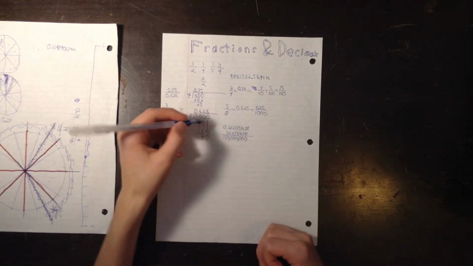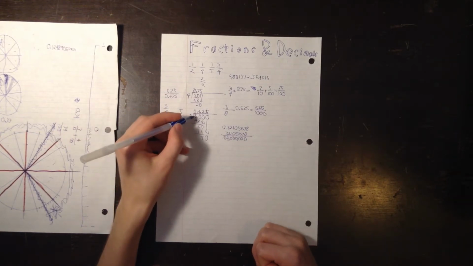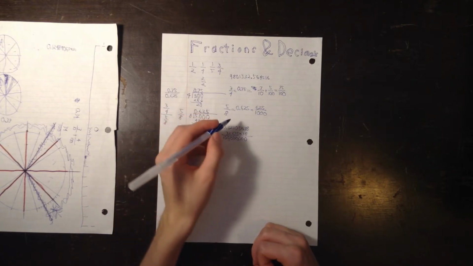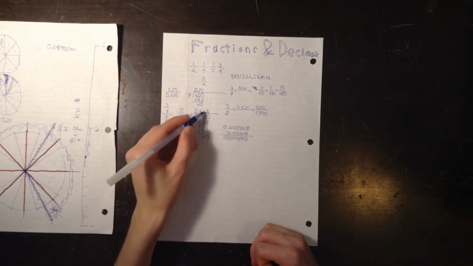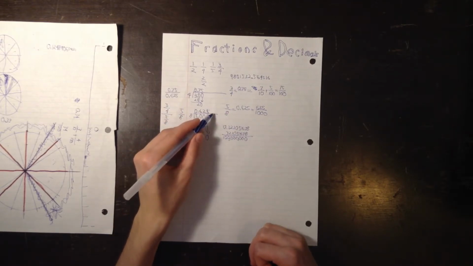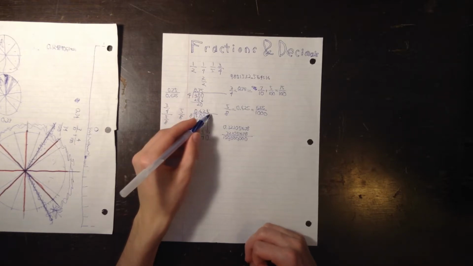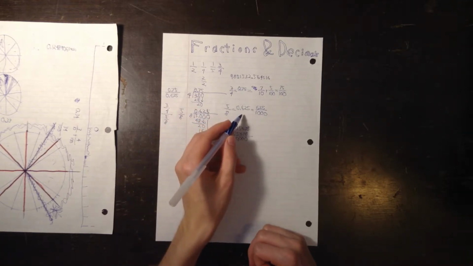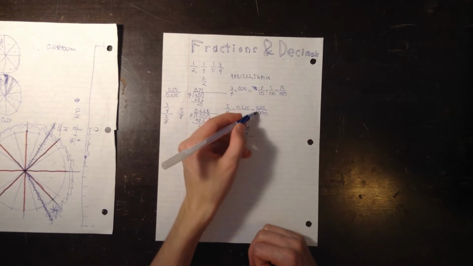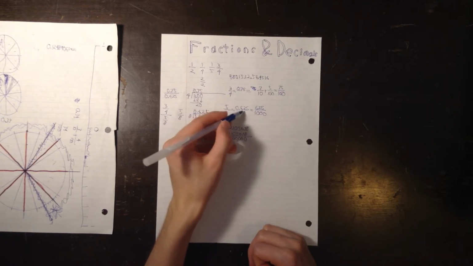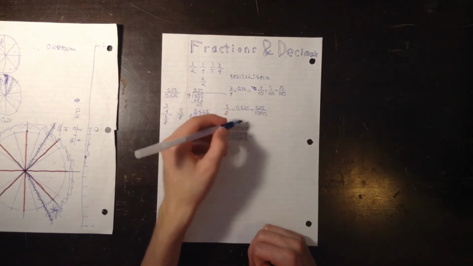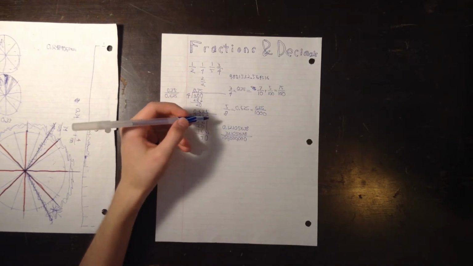So any fraction, basically, can be divided out. If it can be divided out, it can be turned into a decimal. That's what happens when you divide it out. And then a decimal is a fraction. So you just take your decimal and you turn it into a fraction like that. Hopefully that's making some sense.